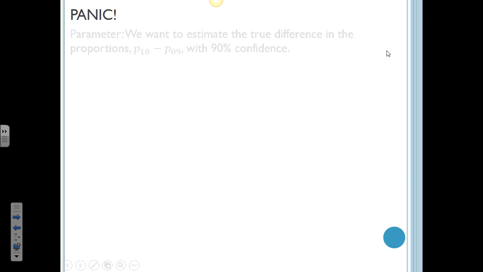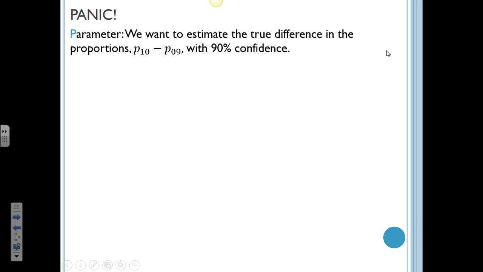First part of PANIC is parameter. This time we want to estimate the true difference in proportions, P sub 10 minus P sub 09. We're going to use P sub 10 to represent 2010 minus P sub 09 to represent 2009. Now you could do P sub 2010 if you want, I just did the last two numbers, 10 and 09. And we're going to do that with 90% confidence.